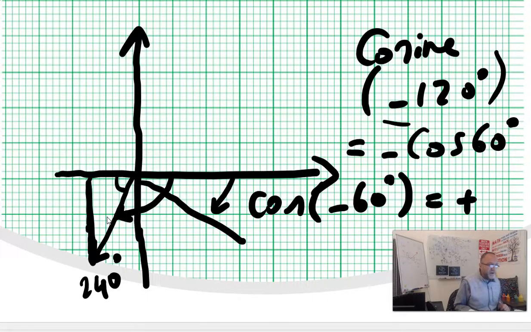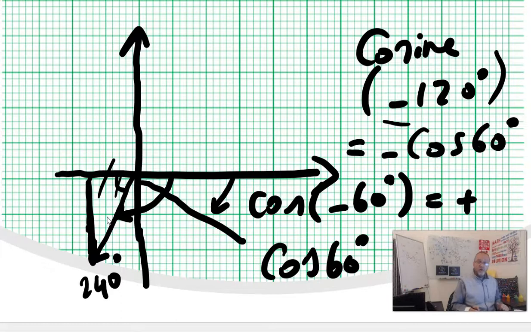Cosine of minus 120, the cosine is negative here, because the cosine is negative in quadrant 3. So I'm just following the quadrant again, the location. I'm not doing any reflection here. The only thing I am doing is an even and an odd function. Now, why even and odd, and what is even and odd? We're going to start that in the next video, in the next lesson.